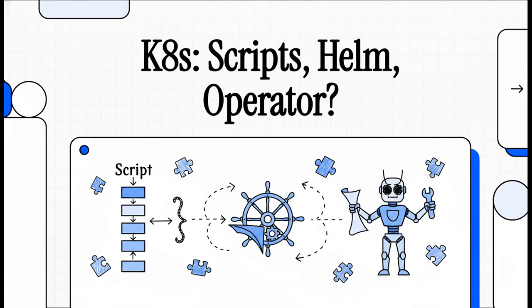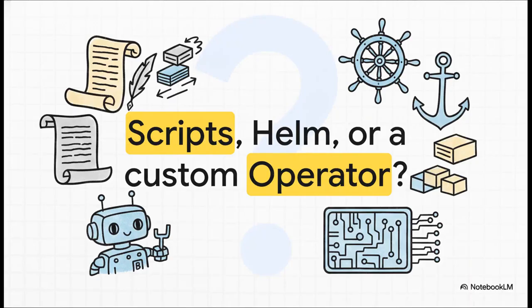Okay, so if you're working with Kubernetes, you have absolutely run into the automation question. It's this core dilemma that pretty much every single team faces sooner or later. And today, we are going to break it all down. So, what are your choices? Well, it really seems to come down to three paths.